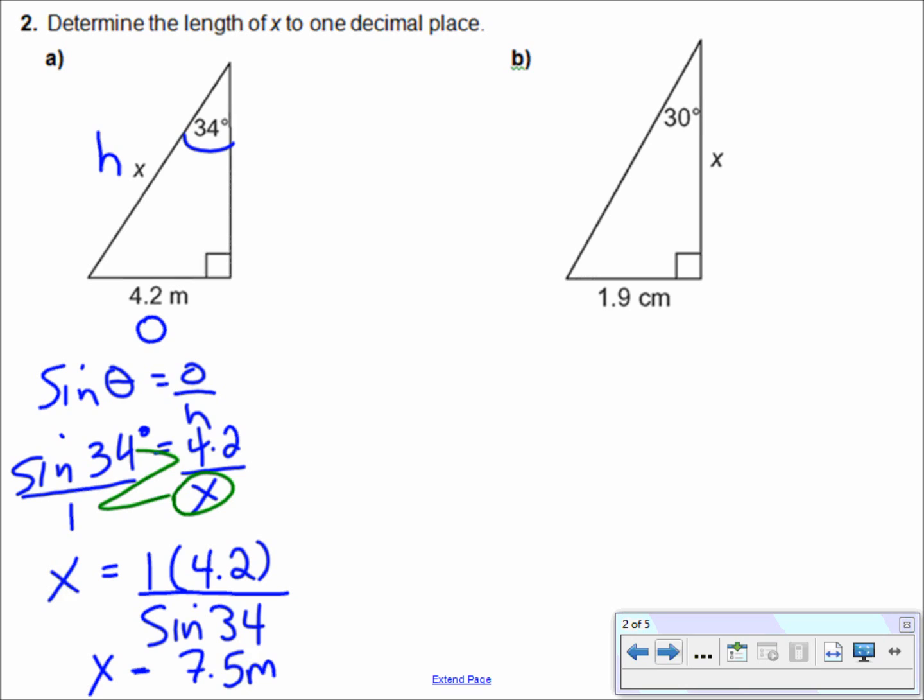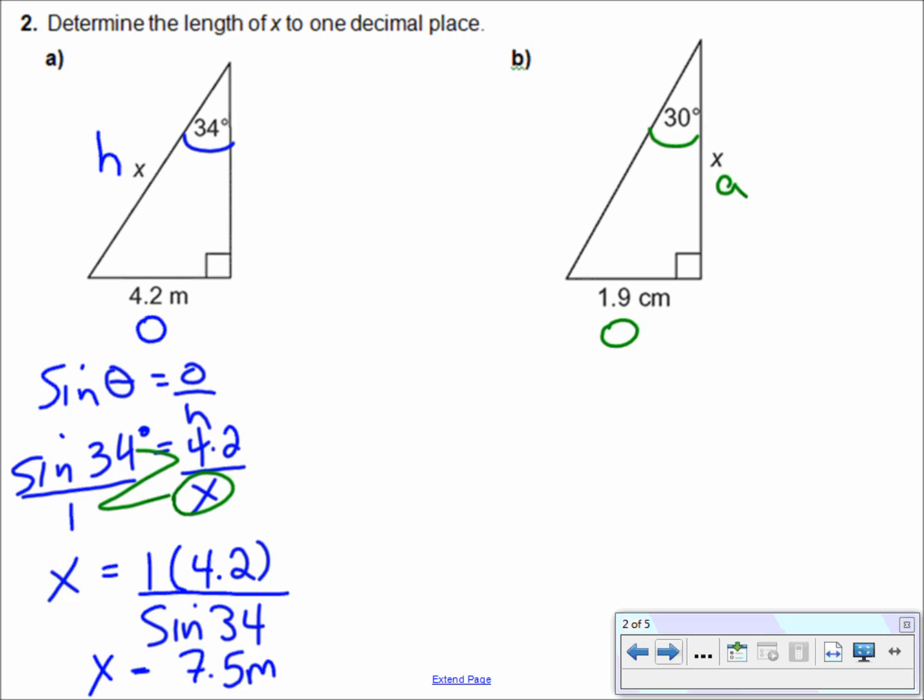Okay, next one. Again, I'm going to just switch colors so that you don't mix them up. I identify the given angle. The given angle in this is 30 degrees. I have my opposite side, and I need my adjacent side. I don't care about my hypotenuse because they don't give it to me and I'm not looking for it.